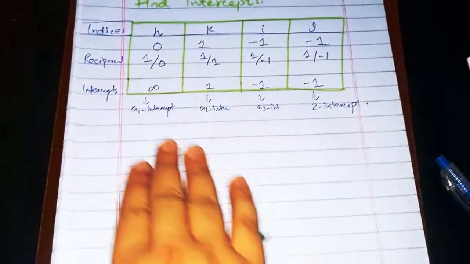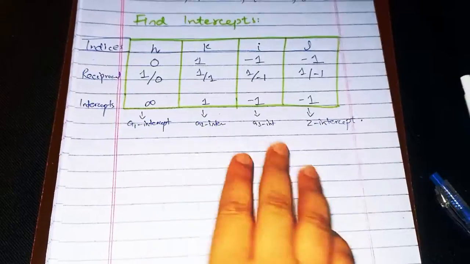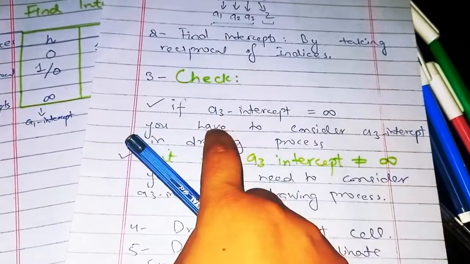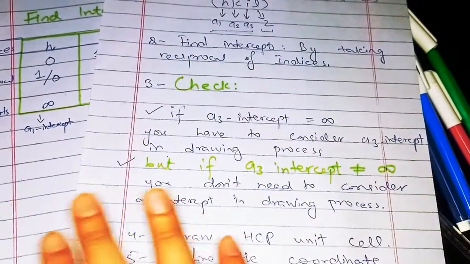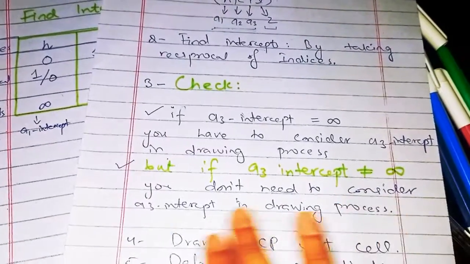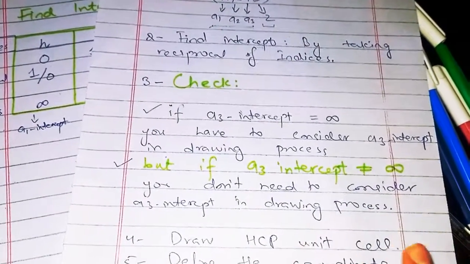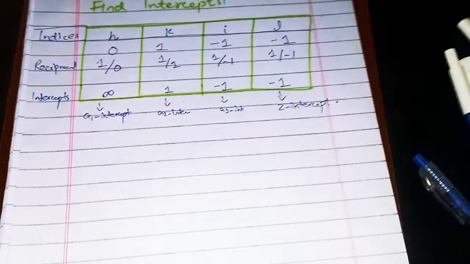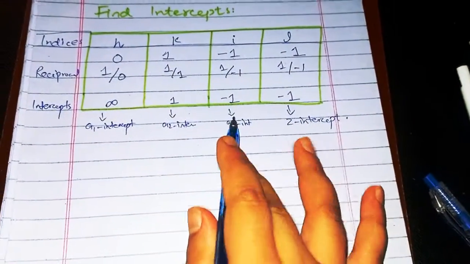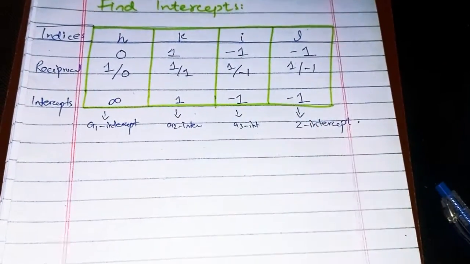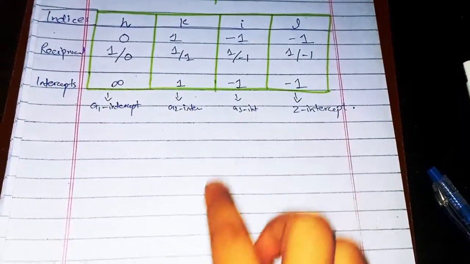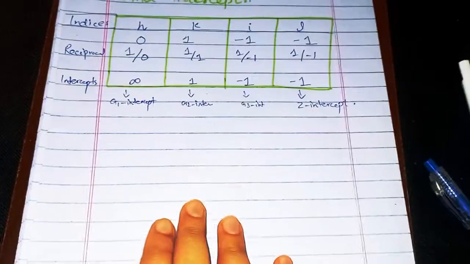All right, so we successfully calculated the intercepts, and we can see the third step now, which is to check whether the A3 intercept is infinity. If it's infinity, we'll use the A3 intercept. If it's not infinity, we'll ignore the A3 intercept as if it didn't exist. Okay, so just like some people do to us. We can see here that the A3 intercept is -1, and it's not infinity, so we can ignore the A3 intercept in the process. Okay, you don't need to mention it in here.